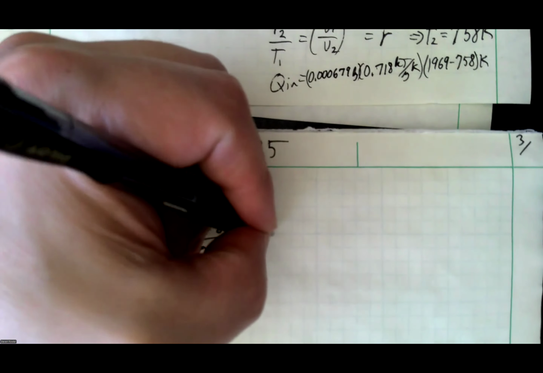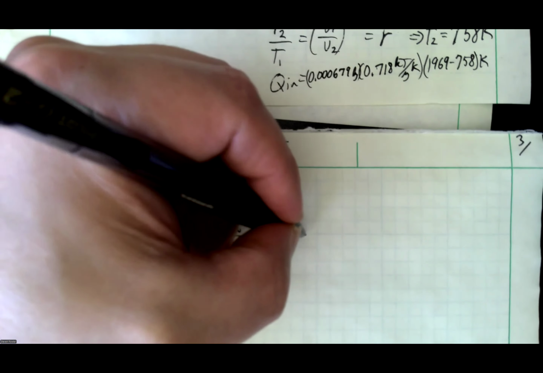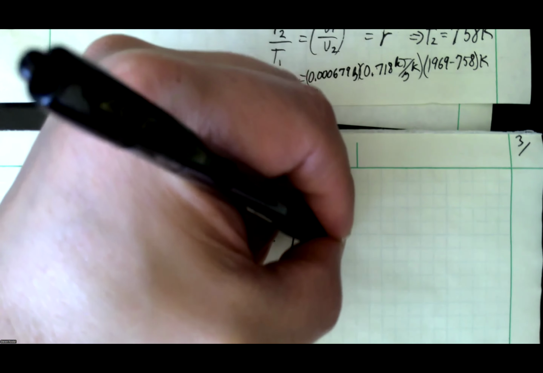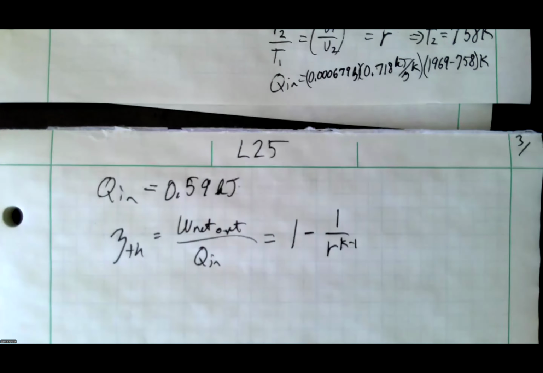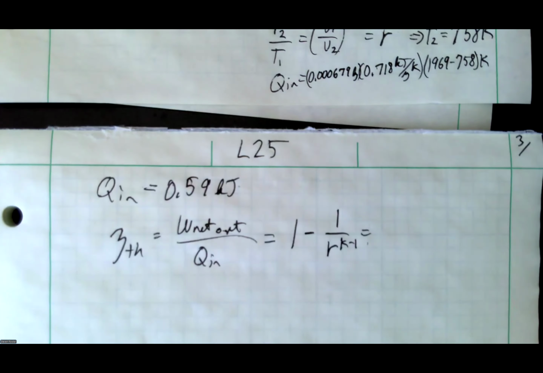But there's a bit of a cheat code for this. For an Otto cycle, it is 1 minus 1 over r to the k minus 1. It's pretty cool, and so we can actually find this right off. So you can calculate it right now.